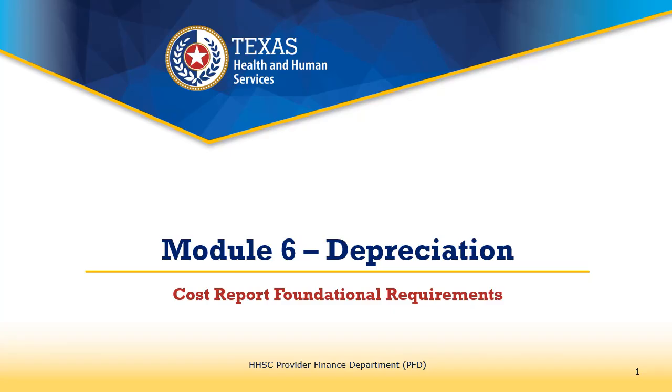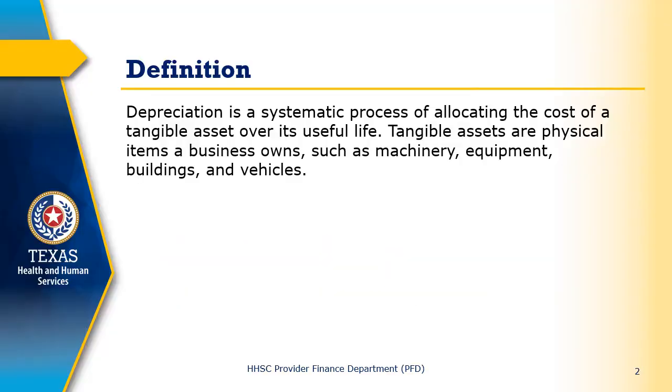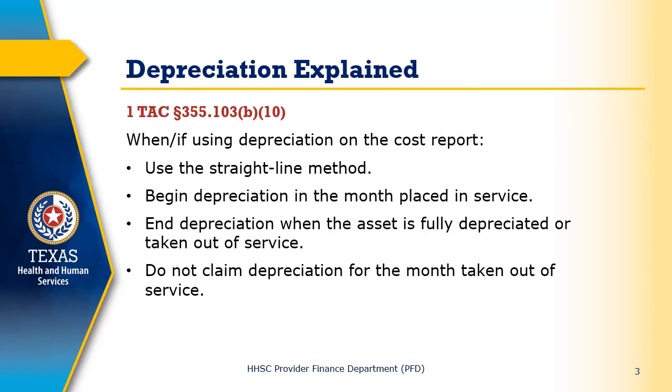Welcome to Module 6 of the Cost Report Foundational Requirements, where we will discuss depreciation. Let's begin our first topic with a definition of depreciation. Depreciation is a systematic process of allocating the cost of a tangible asset over its useful life. Tangible assets are physical items a business owns, such as machinery, equipment, buildings, and vehicles. By using depreciation, providers can accurately reflect the decrease in value of their assets over time.